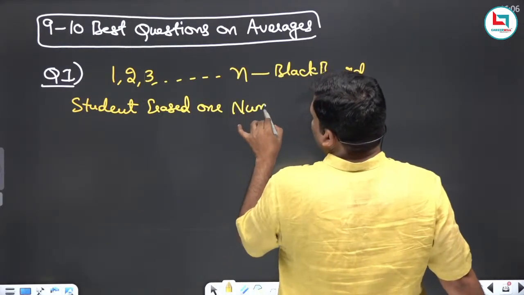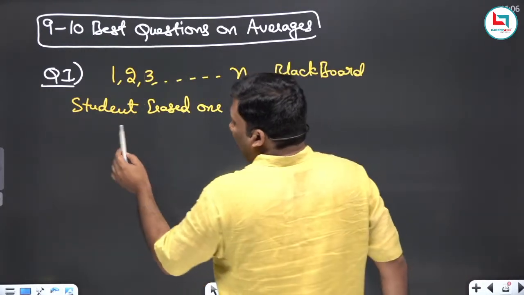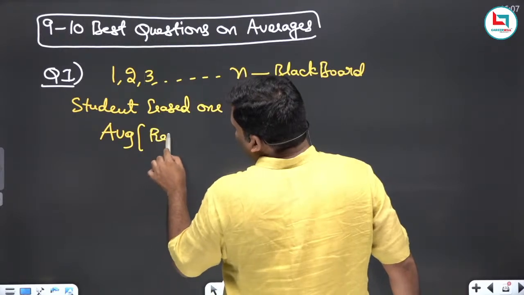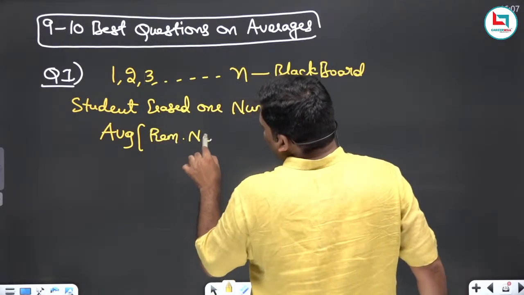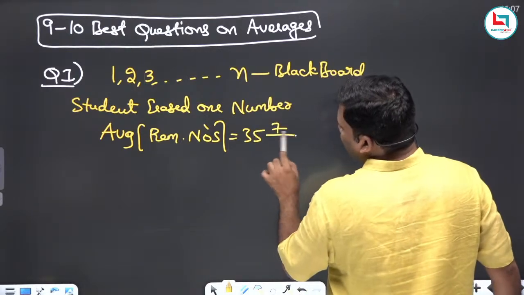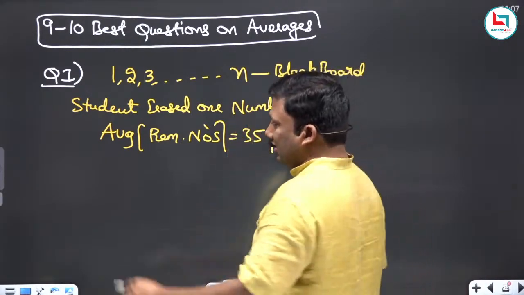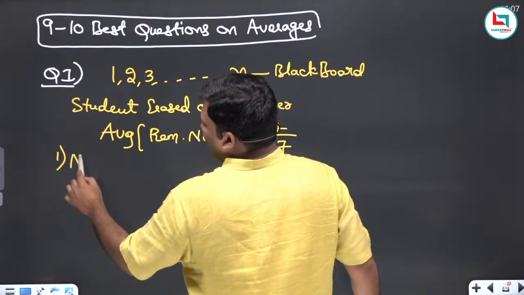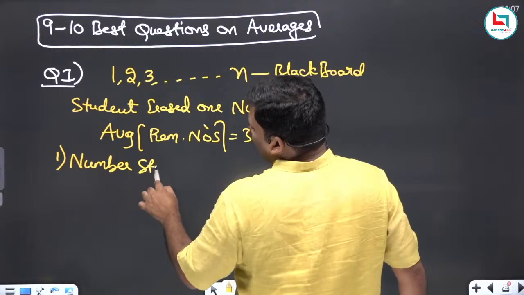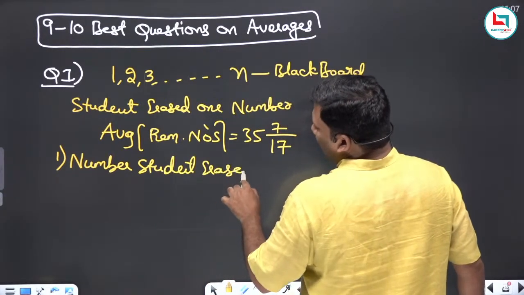After the number is erased, the average of the remaining numbers was found to be 35 7/70. Two questions. Which number did the student erase? And how many numbers were written on the board?